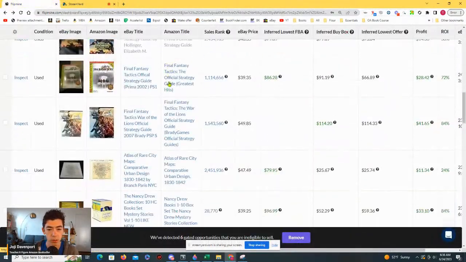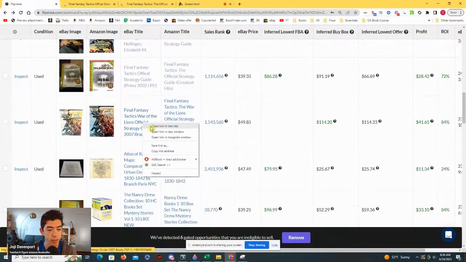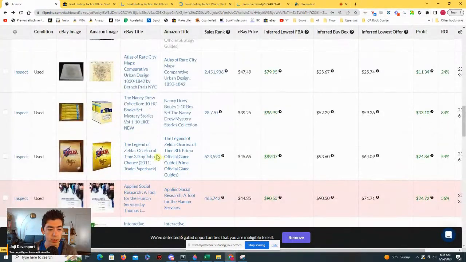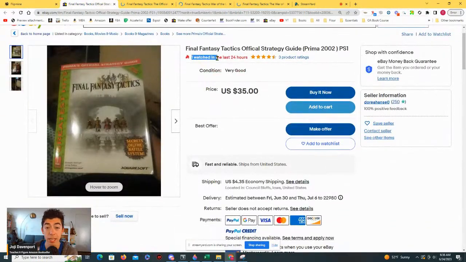So let's move on to the next one. Looks like we have another game guide, Final Fantasy. We have actually two of them. It's probably the same seller. Even this one, the Zelda one, probably also the same seller. So let's see if any of these are good. It's usually a good sign if someone's watching it. That means either someone else is interested in it or another flipper is also interested in it.